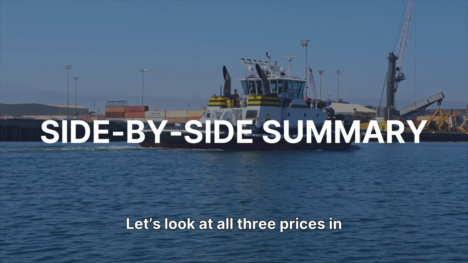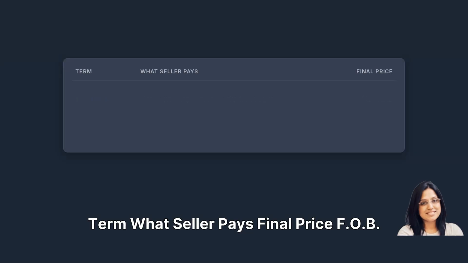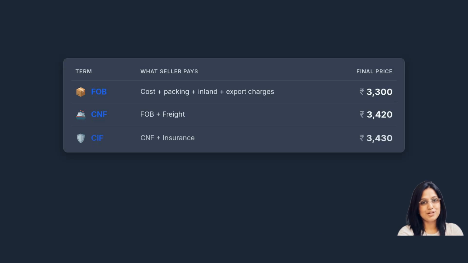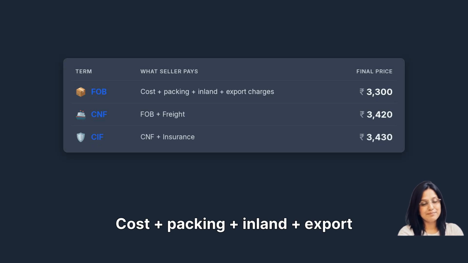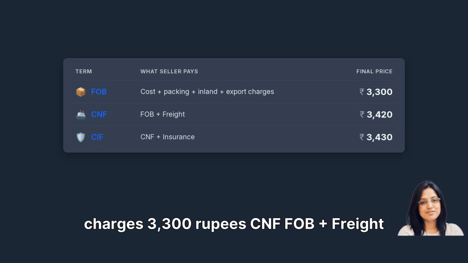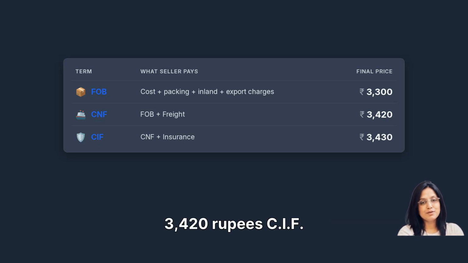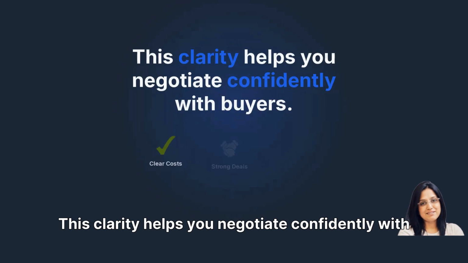Let's look at all three prices in one glance. FOB: cost plus packing plus inland plus export charges, 3,300 rupees. CNF: FOB plus freight, 3,420 rupees. CIF: CNF plus insurance, 3,430 rupees. This clarity helps you negotiate confidently with buyers.